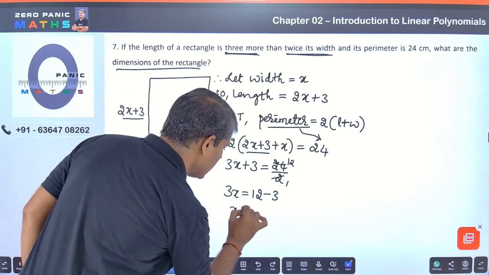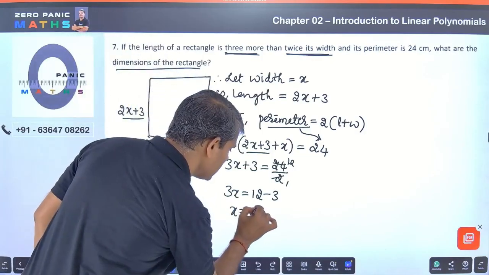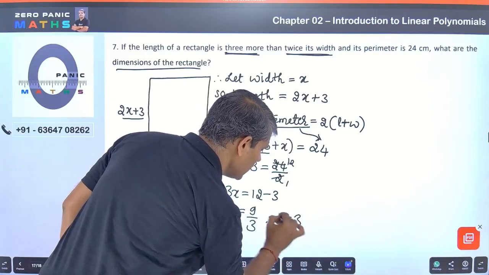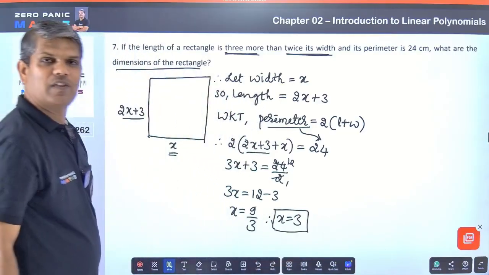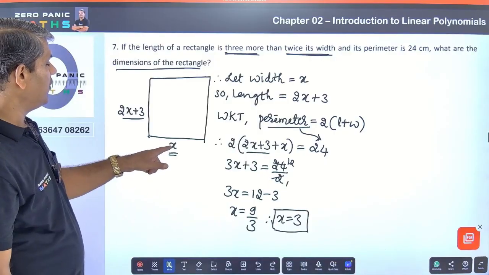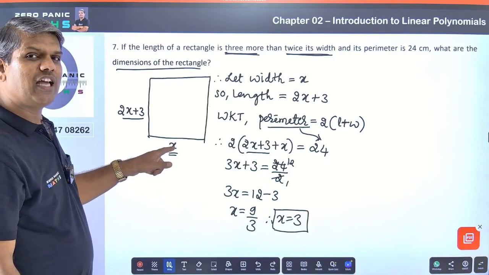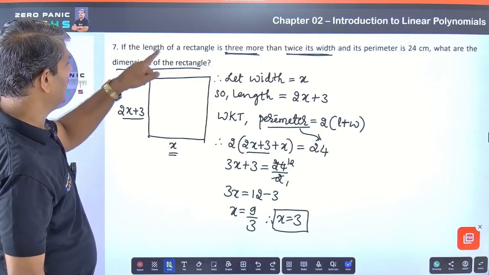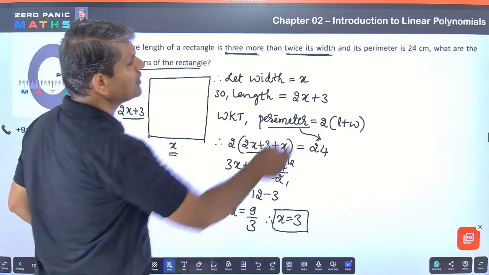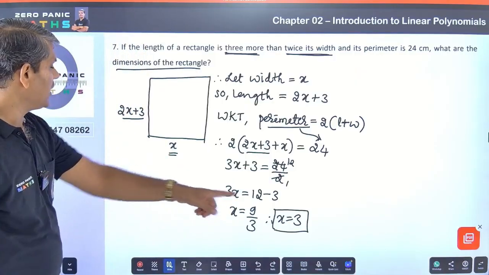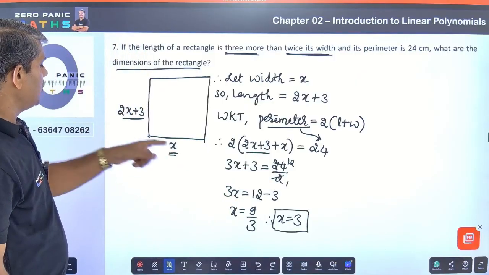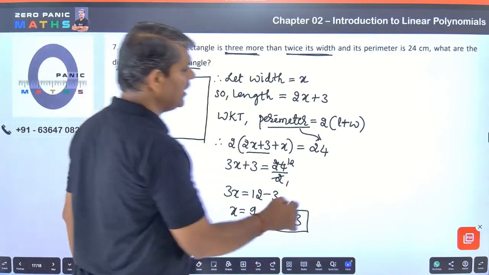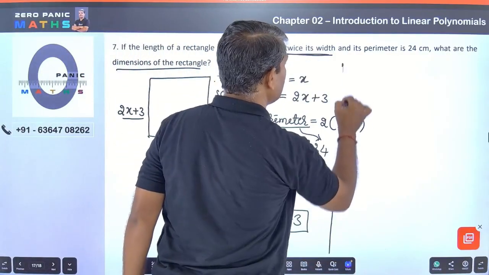So therefore x is equal to, what is x? x is 9 by 3. Therefore x is equal to 3. x is equal to 3. You understood this? And what is x that we started with? It is the width of that rectangle. So the first dimension of that is width, x, that is 3 centimeter. And then put the value x is equal to 3 to get the length of this rectangle also. So finally you will write it here.